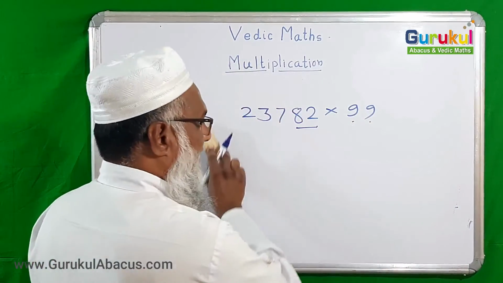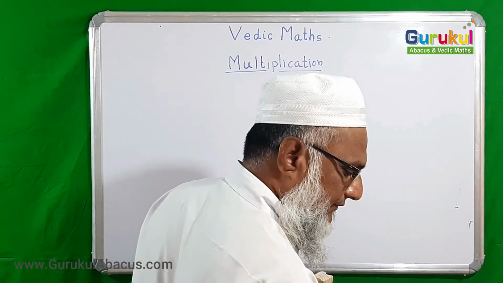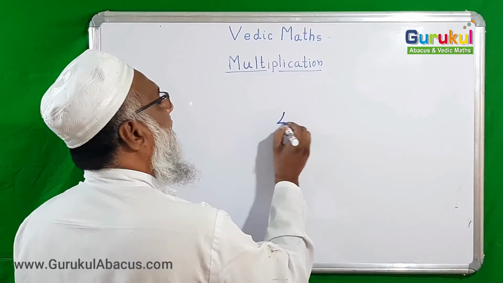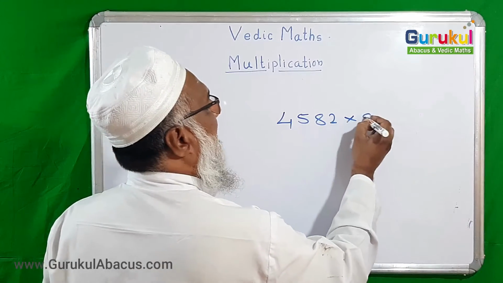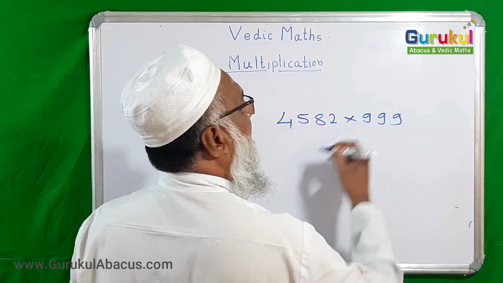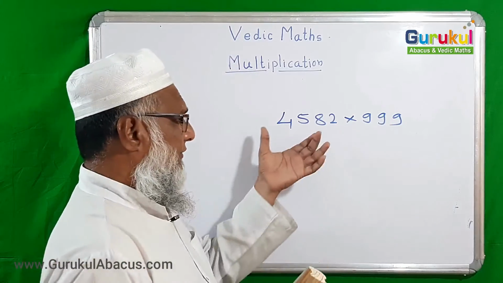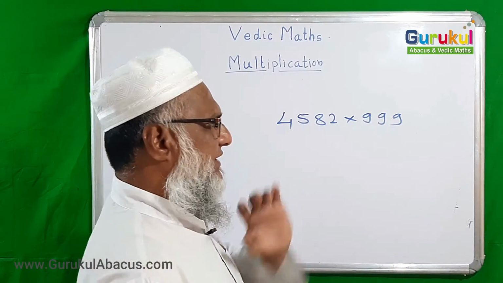Now the example is 4,582 multiplied by 999. Here now it is a 4 digit number multiplied by a 3 digit greatest number.